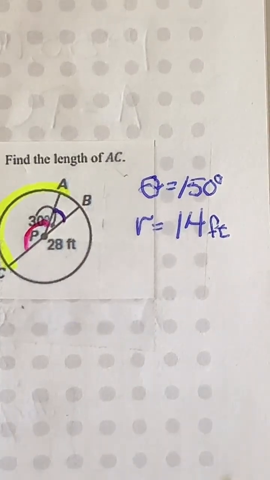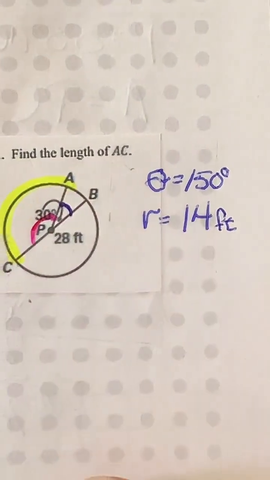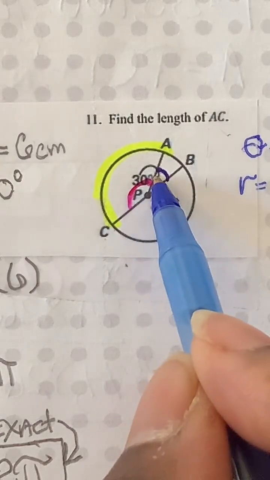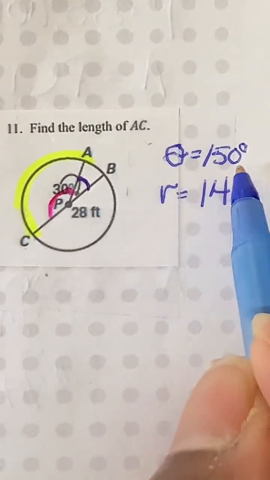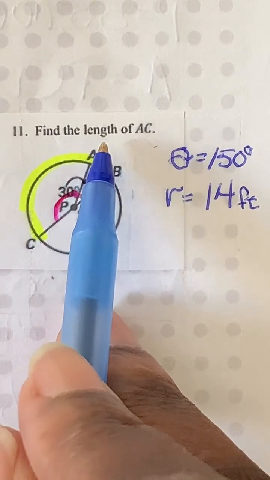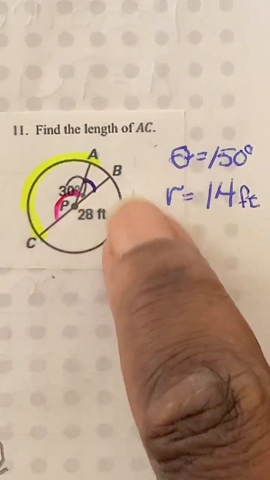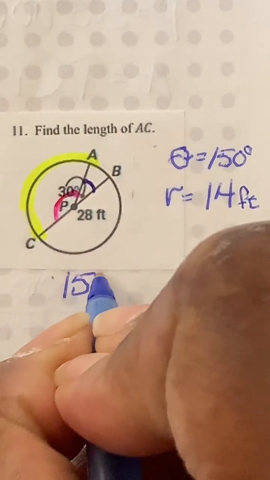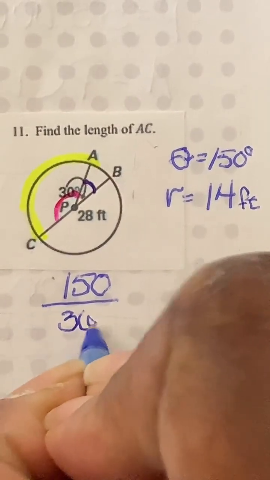Okay. So now we want to find the arc length, not the measure. If they said the arc measure, then AC would equal the 150. Then we'd be done. Boom. But they're saying they want the arc length. So that means we're going to take part of the whole circle. The part is 150. The whole circle is 360.